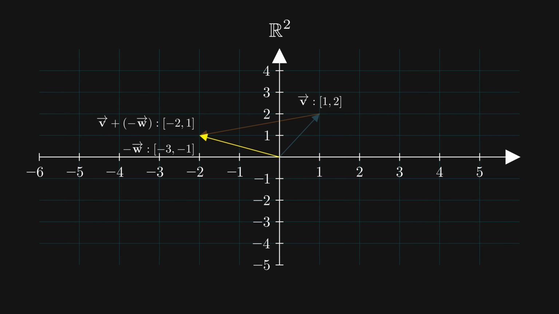The result, shown in yellow, is the same as before, a new vector with values -2 and 1. So subtraction, like v minus w, can also be thought of as adding v to the negative of w. The math is the same, and this picture shows how it works geometrically.